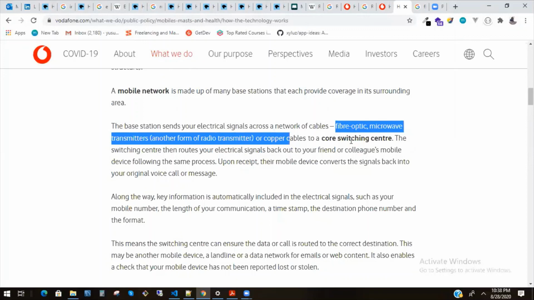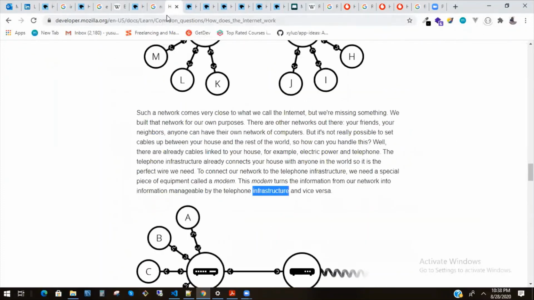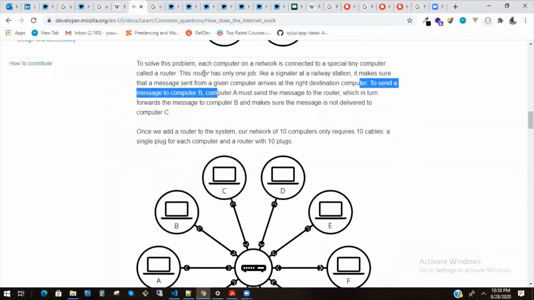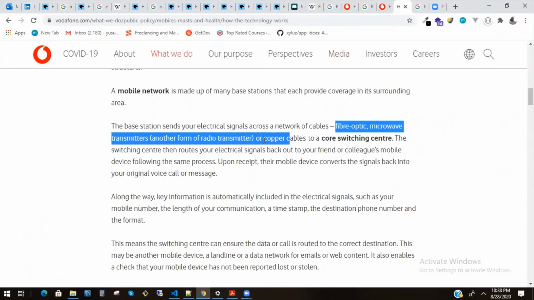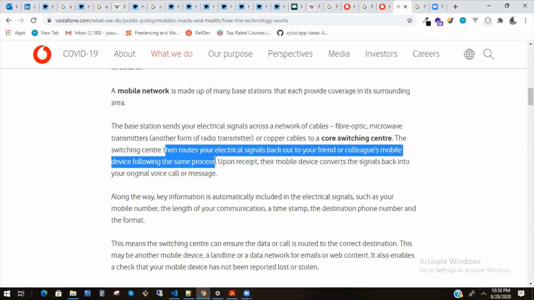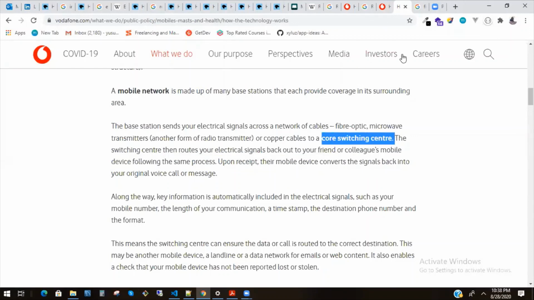That switch is like a router. Remember we talked about routers the other time, that the job of a router is to share information from one computer to another. Now there's another router that routes information for these base stations. We call them switching centers. They route the electric signal back to your friends, your colleagues, anybody you want to share information with. We call them core switching centers.